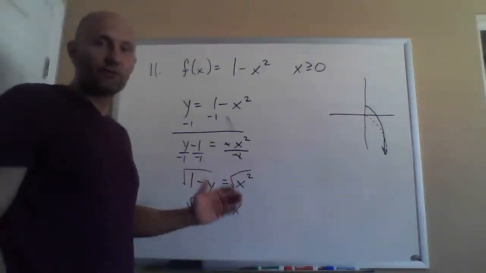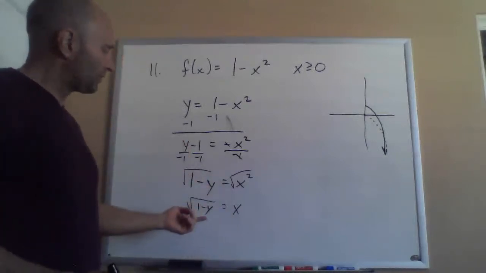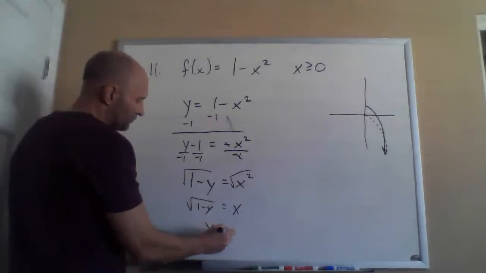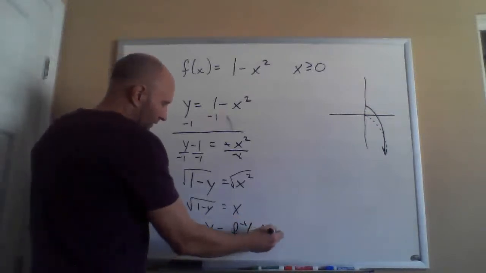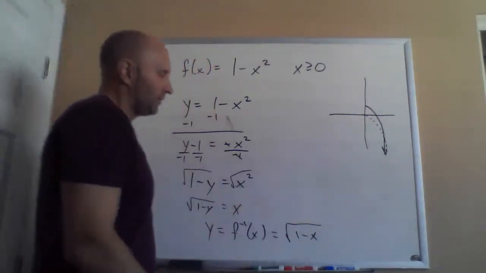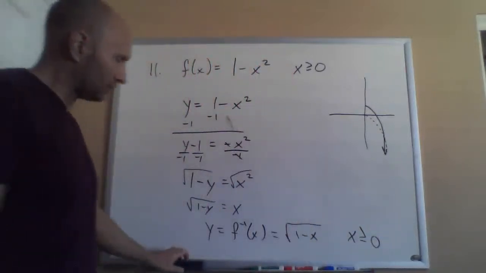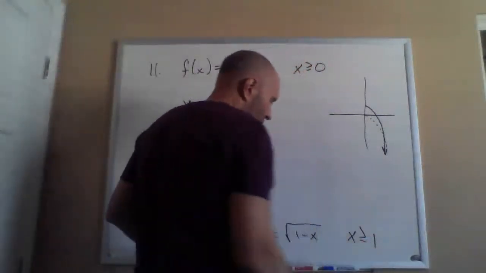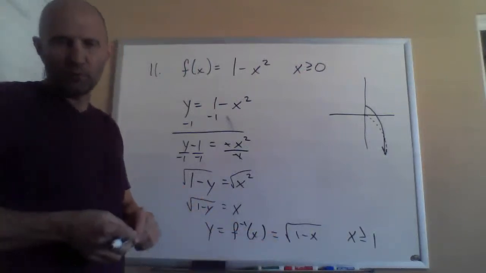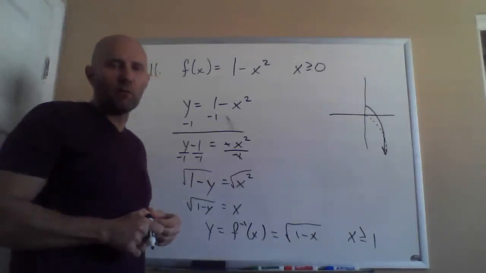But this is not f inverse of x. F inverse of x has to have the x variable within the function. So the third step is to switch our x's and y's. That means y, which is really now f inverse of x, is equal to the square root of 1 minus x. And then as the problem indicates, x has to be greater than or equal to 1. So that would be your answer there, square root of 1 minus x. Any questions on that one?